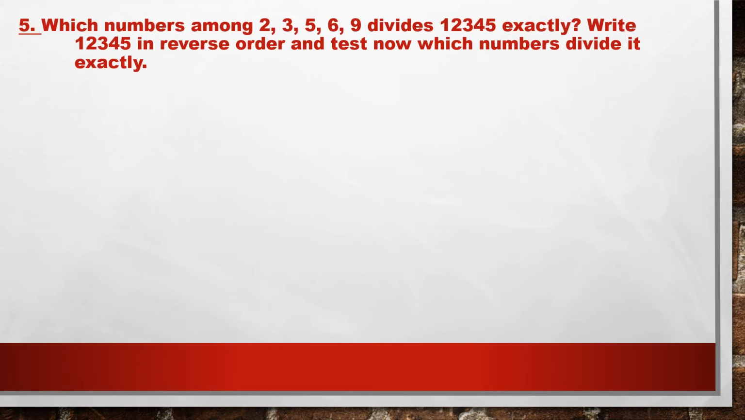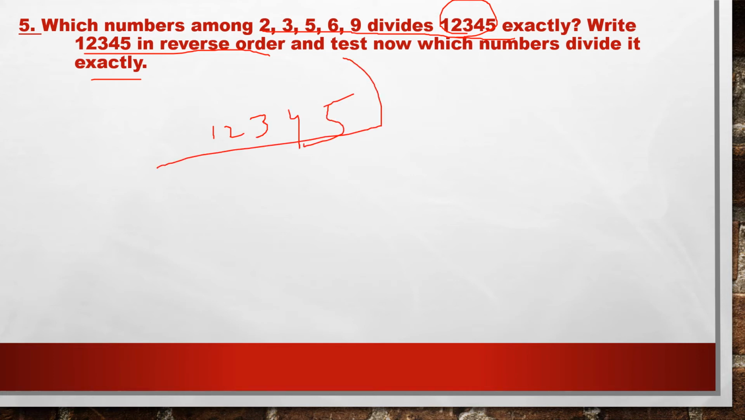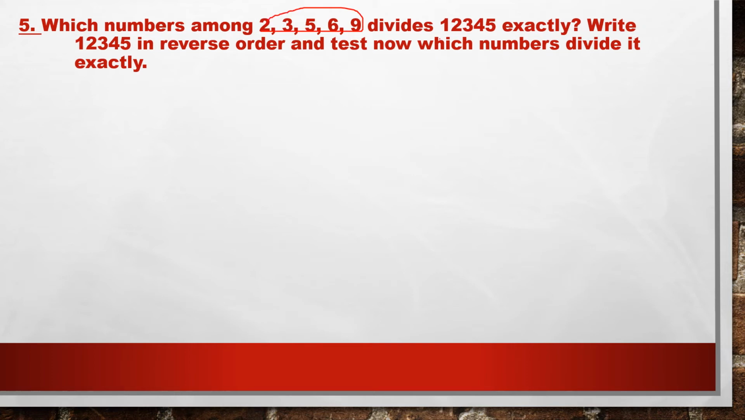Your next question is, which numbers among 2, 3, 5, 6, 9 divide 12345 exactly? And write 12345 in reverse order and test which numbers divide it exactly. Simple. Take this number, 12345, and check whether it is divisible by 2 or not, by 3 or not, 5, 6, 9. Each number has its separate divisibility rule, right? With the rules we should check whether 12345 is divisible or not.